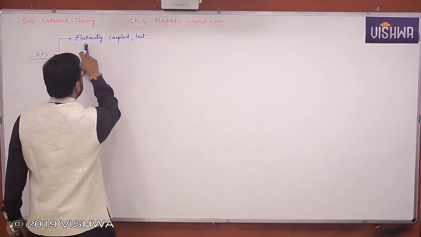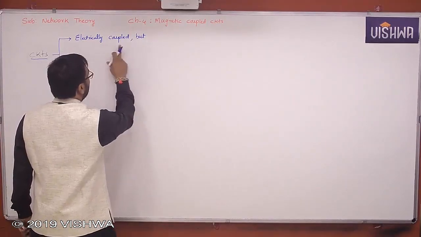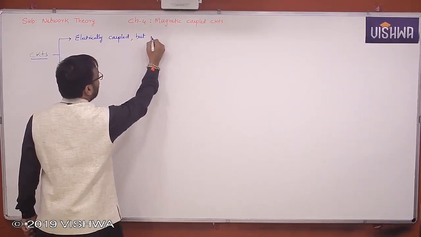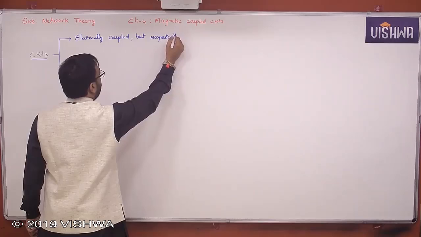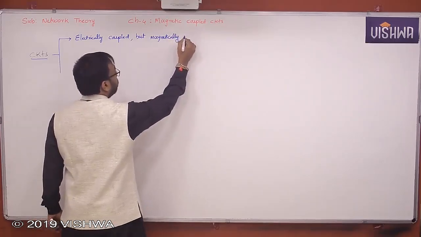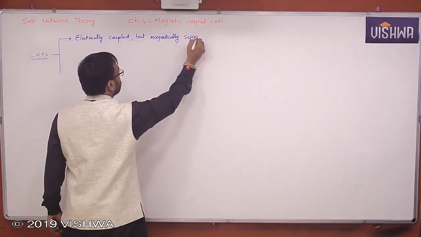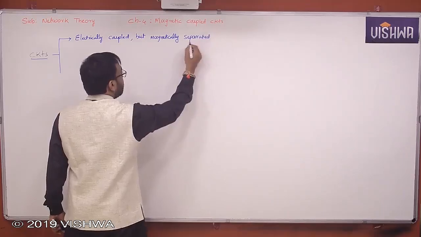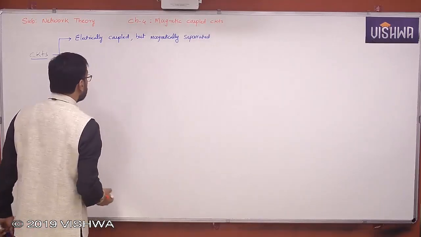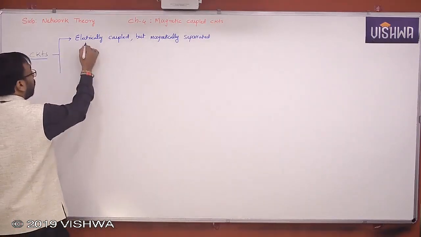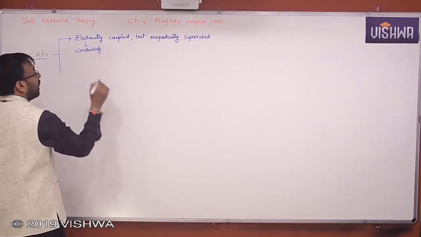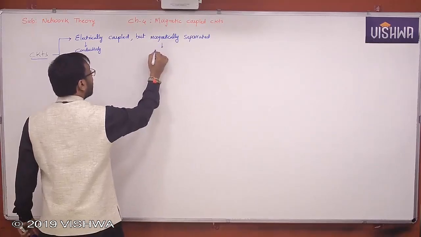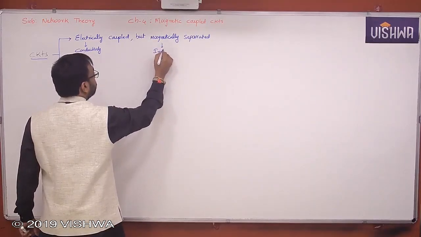The circuits are classified into electrically coupled but magnetically separated or isolated. Okay, so people call it conductively coupled otherwise. Conductively coupled but inductively separated or isolated.